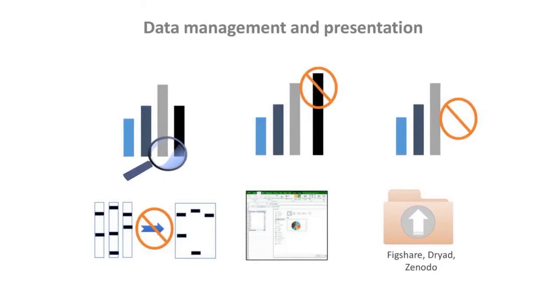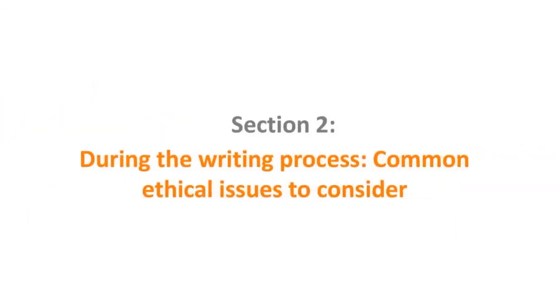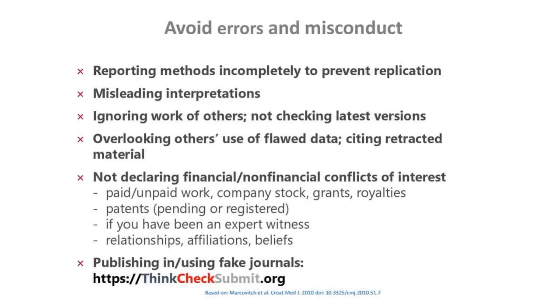What about data management and presentation? Well, this is also very important. What about issues that we face during the writing process? Common ethical issues to consider would include reporting methods incompletely to prevent replication, misleading interpretation, ignoring the work of others, not checking the latest versions, overlooking the use of others and using flawed data, citing retracted material, not declaring financial or non-financial conflicts of interest listed here, some of the most common that people tend not to talk about when they're asked to report those conflicts of interest in their papers.